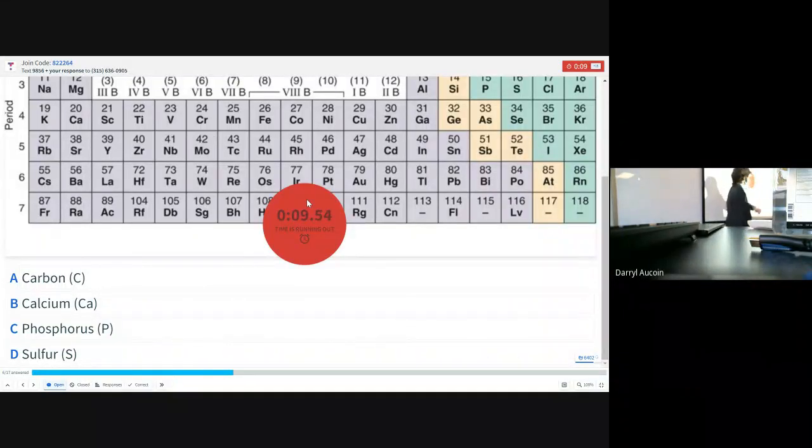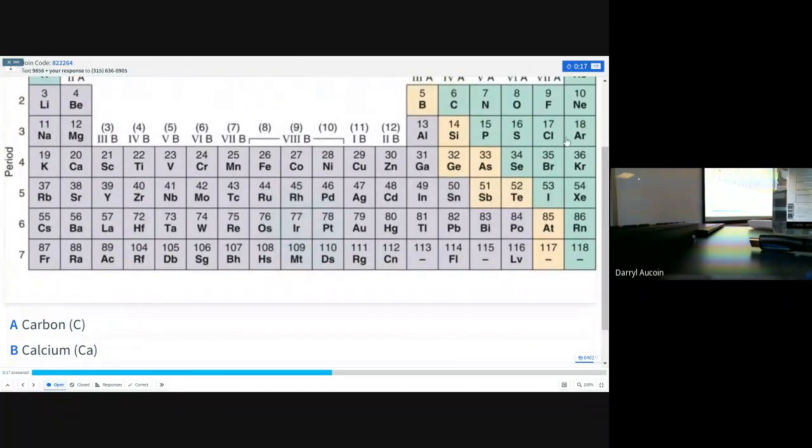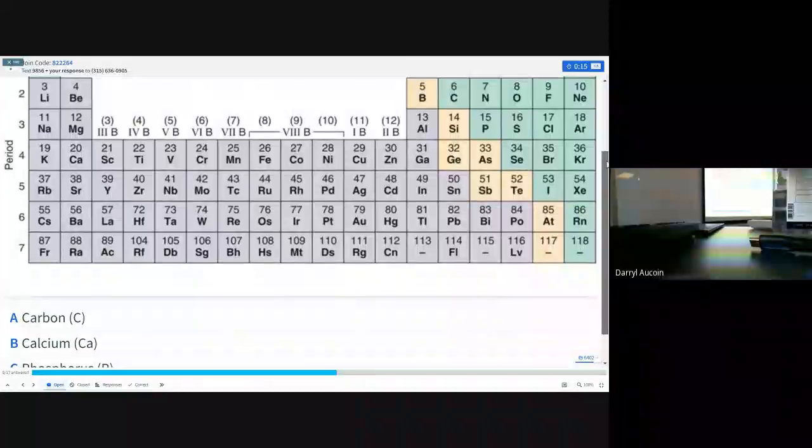So carbon, carbon C, so we can move this up, give everybody a little bit more time. Right, so carbon C, it's all the way over there. Let's see, can we fit everybody?